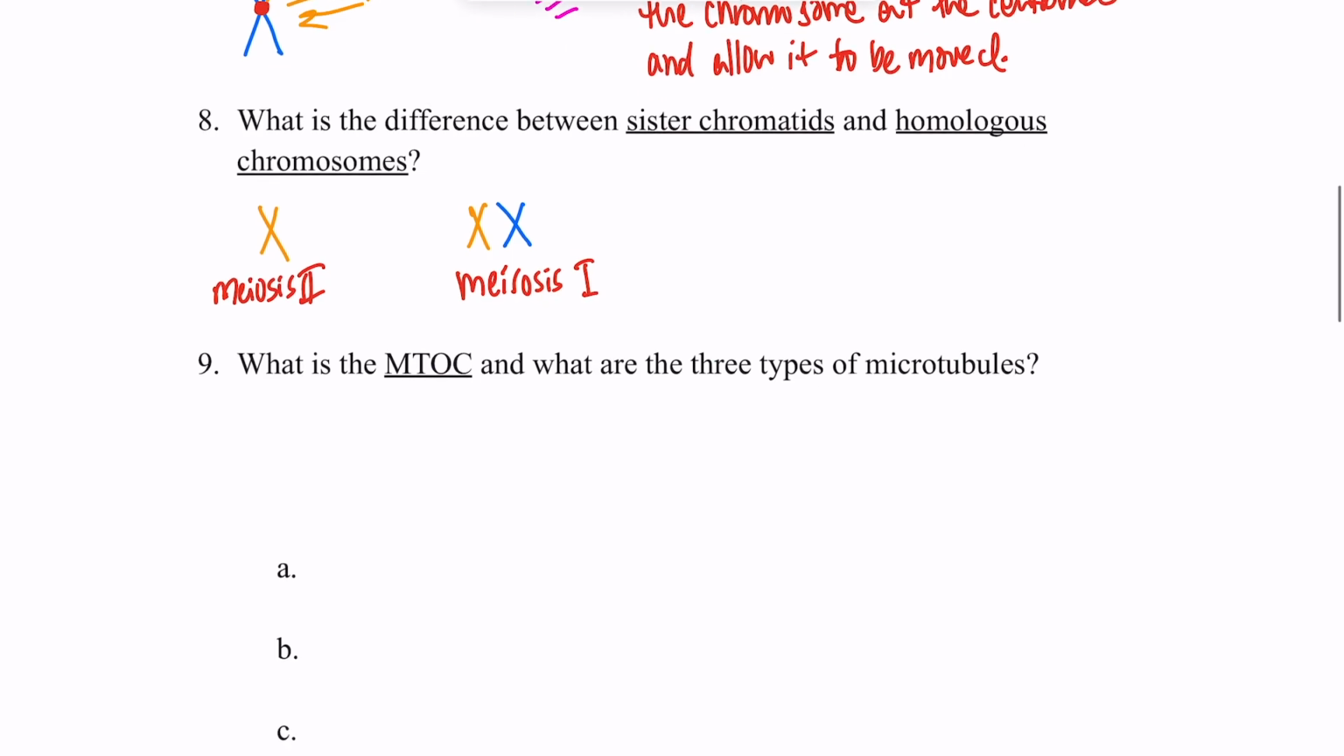And then these homologous chromosomes are where we're actually going to see crossing over, and the synapsis, which is the gluing of the chromosomes together, and then crossing over is the actual exchange of material between the chromosomes.